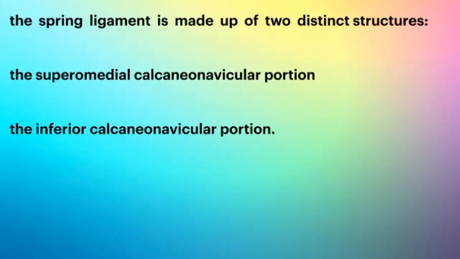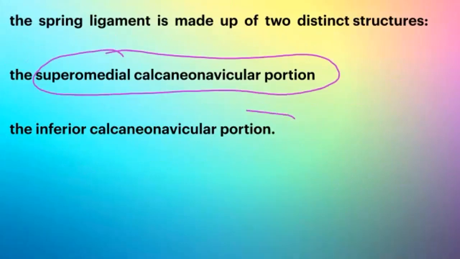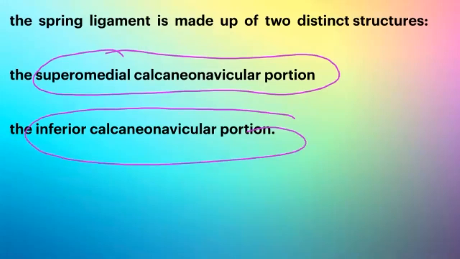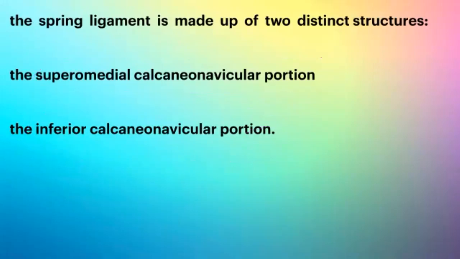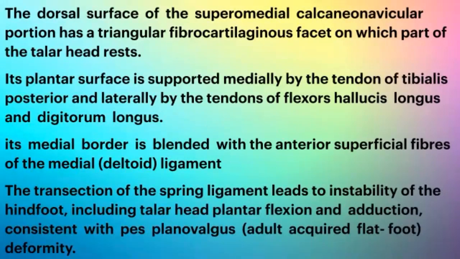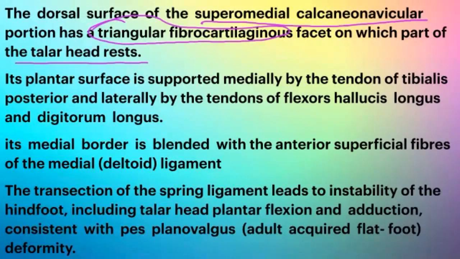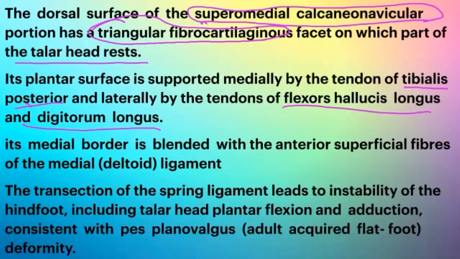It is made up of two distinct fibers, the superomedial portion and the inferior calcaneonavicular portion. The dorsal surface of the superomedial calcaneonavicular portion has a triangular fibrocartilaginous facet on which part of the talar head rests. The plantar surface is supported medially by the tendon of the tibialis posterior, and laterally by the tendons of FHL, flexor hallucis longus, and FDL, flexor digitorum longus. And its medial border is blended with the anterior superficial fibers of the medial deltoid ligament.